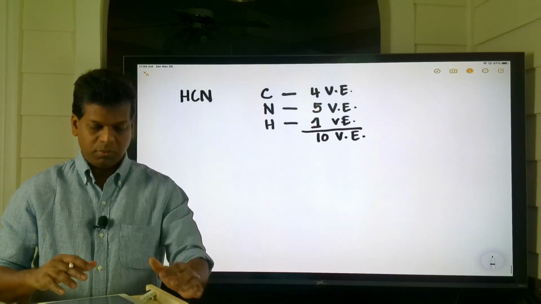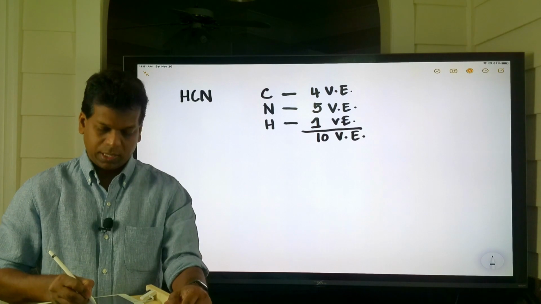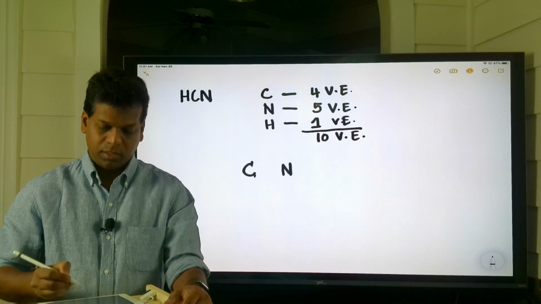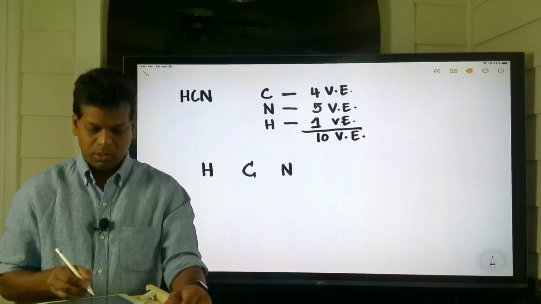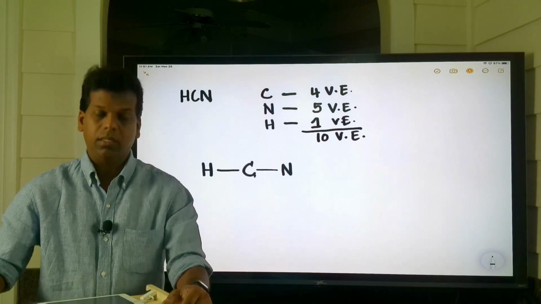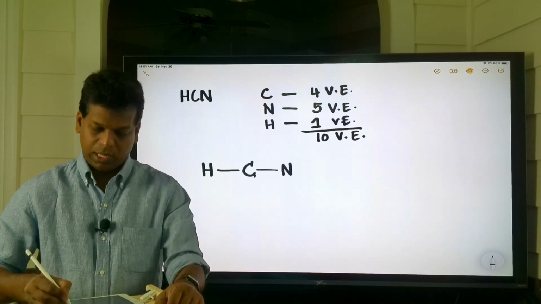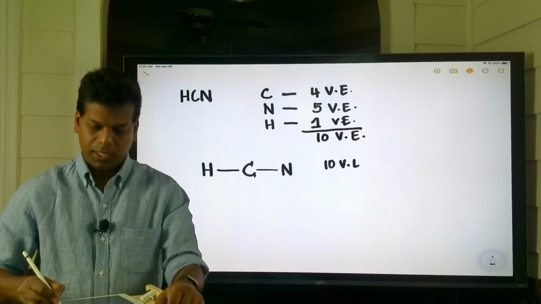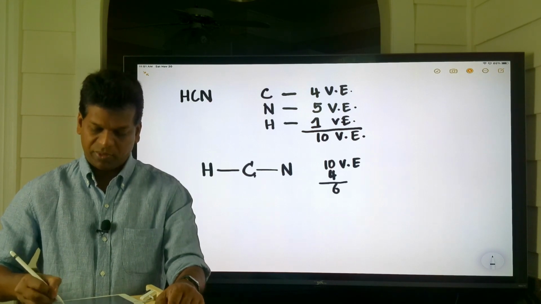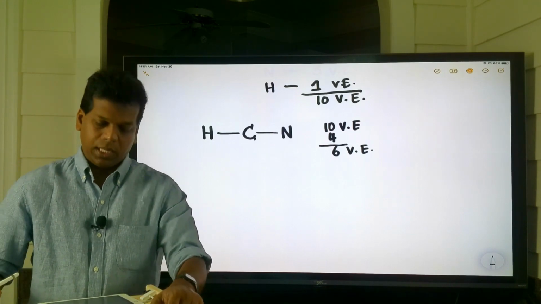So now we are going to distribute these electrons throughout the molecule. The central atom is going to be carbon, and there are two terminal atoms, nitrogen and hydrogen. So you create a single bond between the central atom and the terminal atoms. Each bond, each line, is 2 electrons. There were 10 valence electrons at the beginning. Now we used 4 to create those lines. There are 6 left.